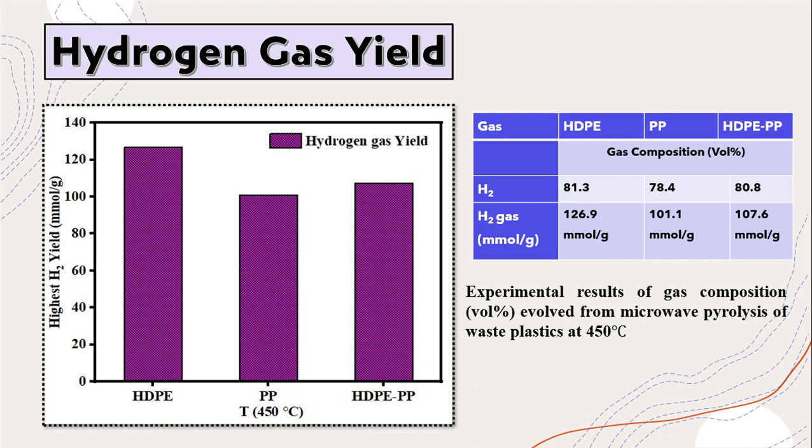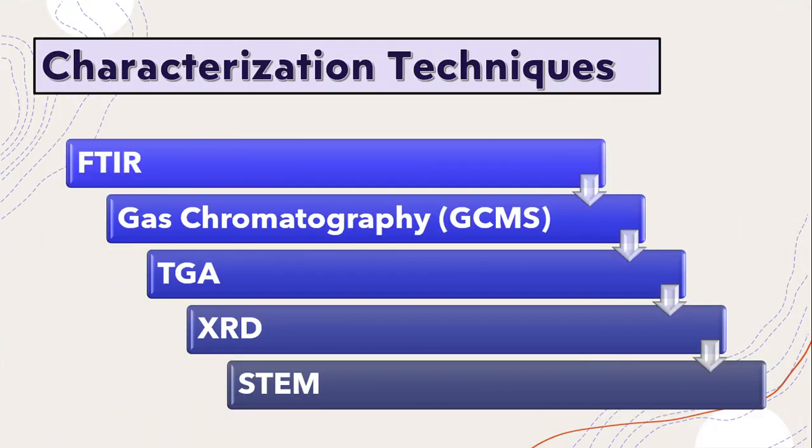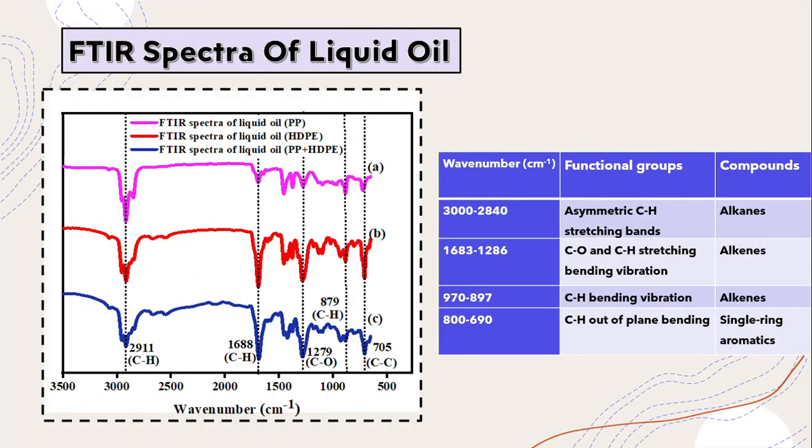for the mixture 80.8. The experimental result of gas composition evolved from microwave pyrolysis of waste plastic at 450 centigrade, in millimole per gram, is 126.9 for high density, 101.1 for PP, and 107 for the high density and PP mixture. Here are the characterization techniques that we adopted: FTIR, gas chromatography, TGA, XRD, and STEM.